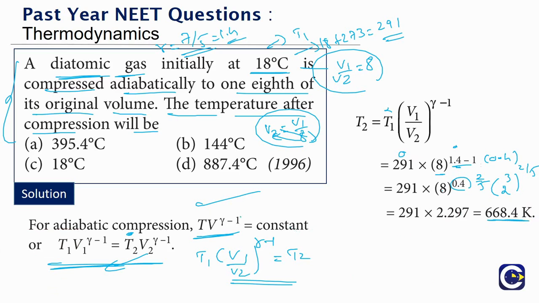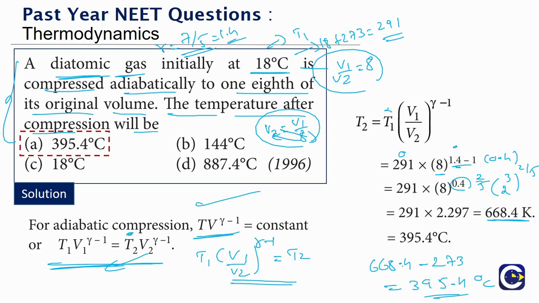But this is on the Kelvin scale, and if we want the value on the Celsius scale, it means 668.4 minus 273. What is it going to be? It will be 395.4 on the Celsius scale. So what is the answer for this? It is 395.4 on the Celsius scale. The correct answer is option A.